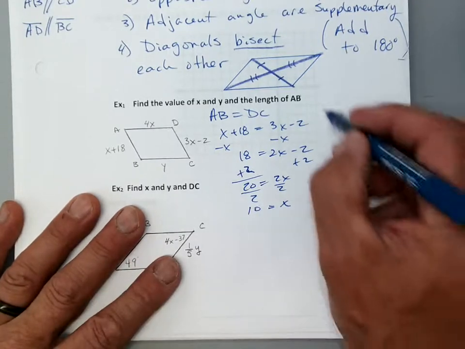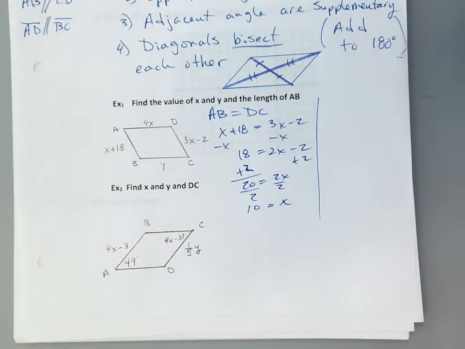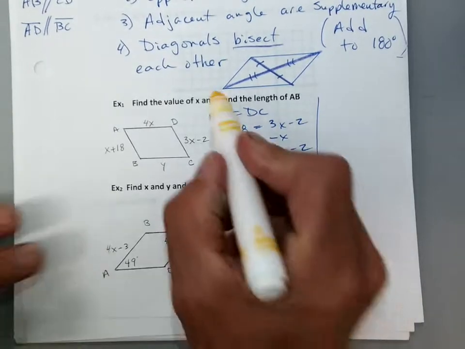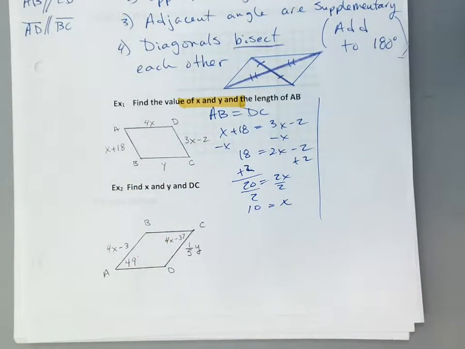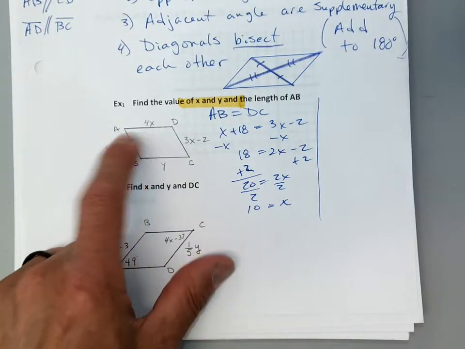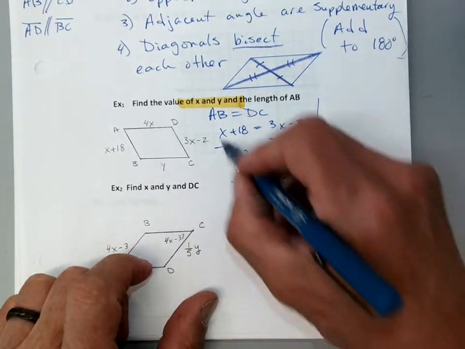Okay, now I also need y, but I'll stop there. The question says find the value of x and y. Okay, so I've got x. So to find y, well, that's easy. If x is 10, let's plug it in. So take my 10 and plug it right there, okay?